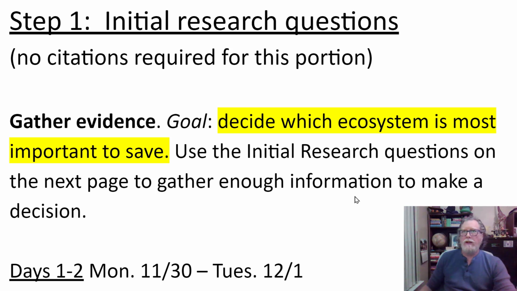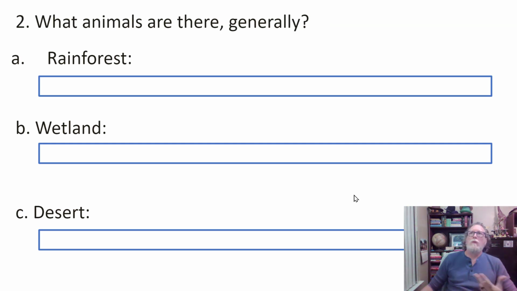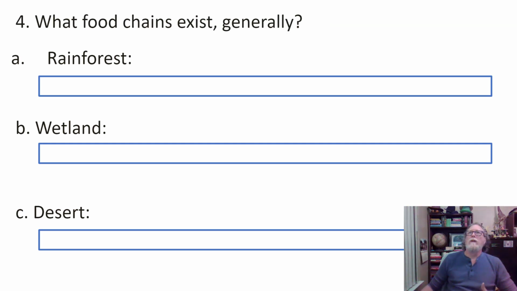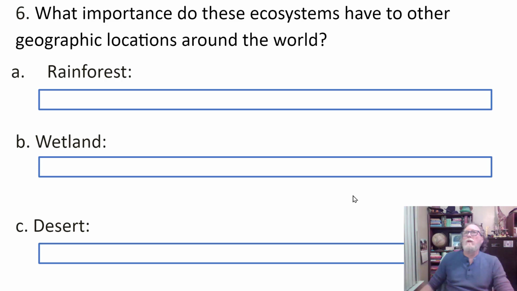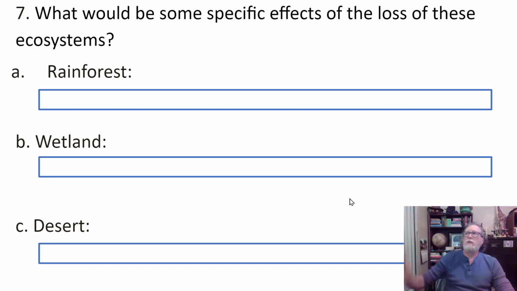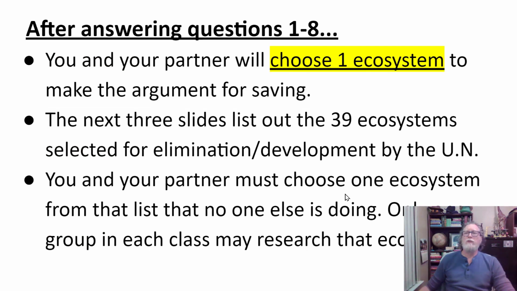Step 1, starting today, is to decide which ecosystem is most important to save. To do that, first, you have to answer these questions. General questions about each one of these biomes: rainforest, wetland, desert. How would you describe them? What animals are there? What plants are there? What food chains exist? What ways do they benefit humans? And what importance do they have to other locations around the world? And what would be some specific effects of the loss of these ecosystems? What species would go extinct if these ecosystems were destroyed? So these are all the pieces of information you're going to need to gather.